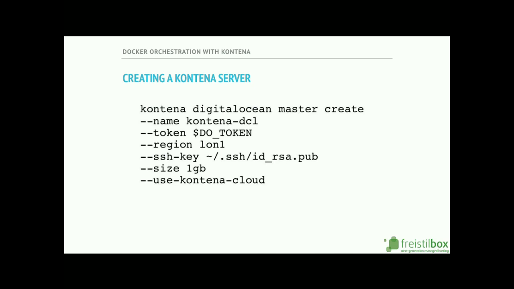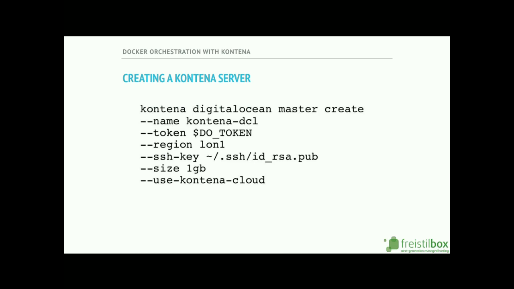Creating a container server is easy. You simply install the Kontena CLI Ruby gem, which provides you with the command line client, and then you execute a command like this. Here I'm using the DigitalOcean plugin to spin up droplets on DigitalOcean. And I basically tell Kontena to start a droplet, deploy the Kontena server, and name it Kontena DCL, use my DigitalOcean token that I've stored in an environment variable, use the region London 1, my SSH key. The droplet will have the size of 1 gigabyte, and I can use the Kontena cloud for authentication.